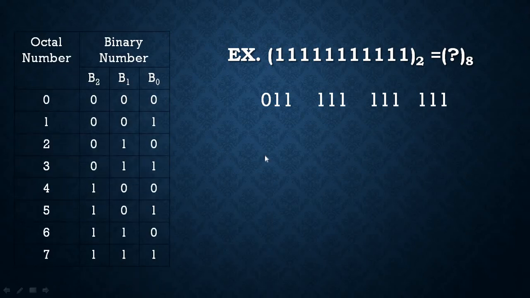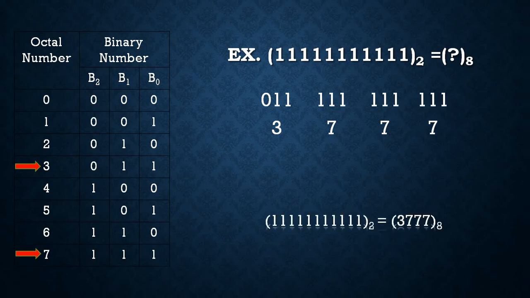Now again we have to observe the table, and for 011 we get the octal number as 3. For 111 we get the octal number as 7. Again for the next 111 we get the octal number 7, and for the next group we get the octal number 7. So we get the result as 3777 to the base 8.